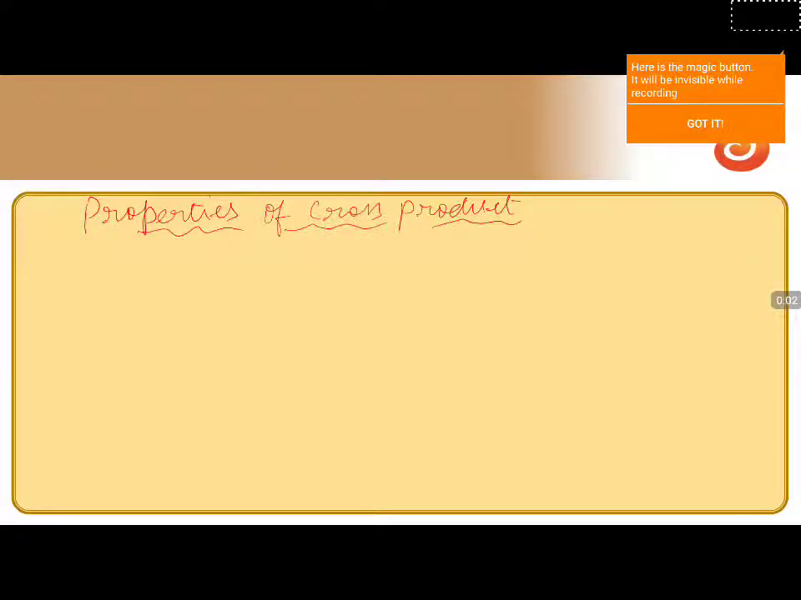Now we'll discuss the properties of the cross product, or properties of the vector product. In order to discuss the vector product or cross product, first we'll take two vectors. One is known as A vector, the other one is known as B vector.